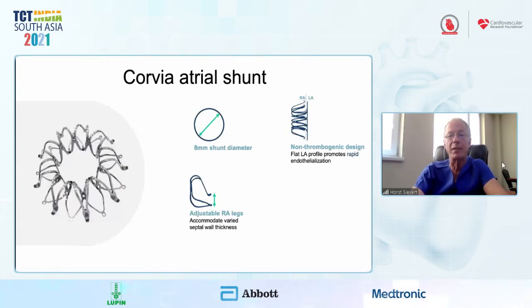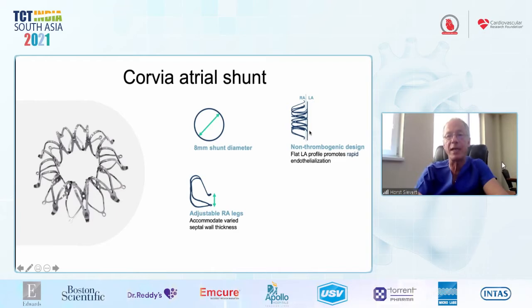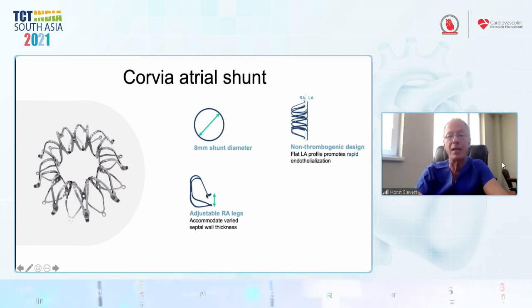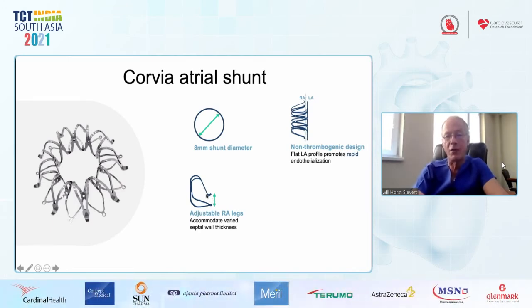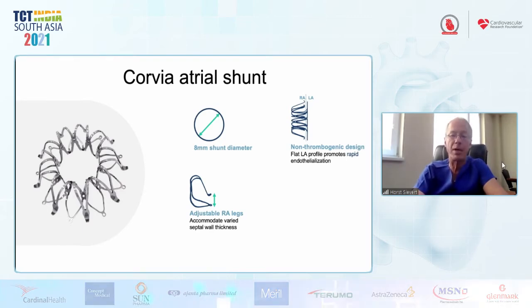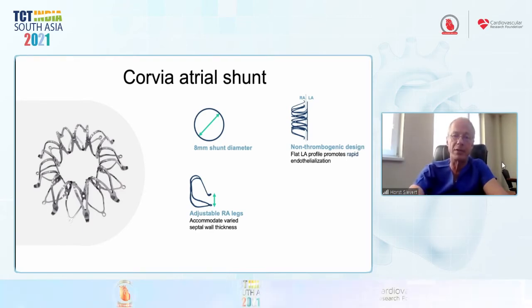It has an 8 millimeter shunt device. It has a very low profile on the left side of the device. This is the right side of the device, and this has adjustable anchors or legs which adjust to the anatomy of the intra-atrial septum if you do the puncture close to a thicker part of the intra-atrial septum.